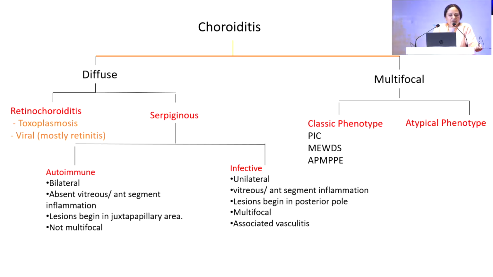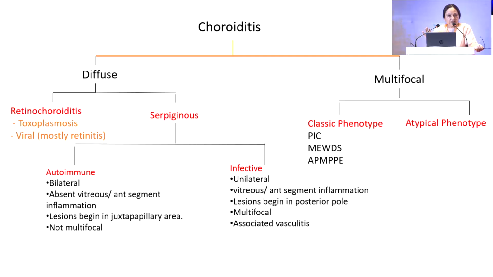When you look at the choroid, it could be diffuse, it could be multifocal. If it is diffuse, again look, is it primarily retina involved? Then you go in the direction of what I have shown already, toxo or viral. But if only the choroid is involved, then it is serpiginous choroiditis. Serpiginous choroiditis traditionally is autoimmune in nature, which is bilateral, no inflammation, lesions in the juxtapapillary area, not multifocal.